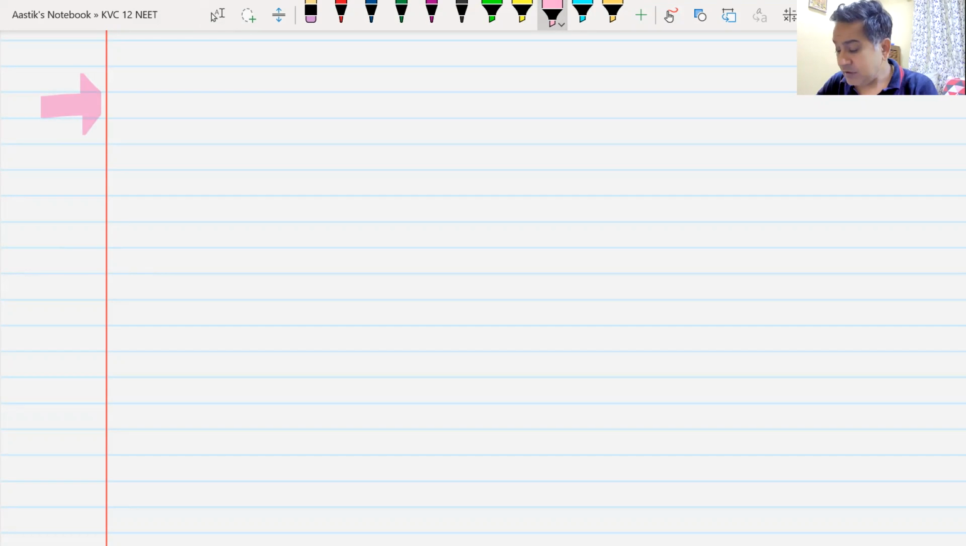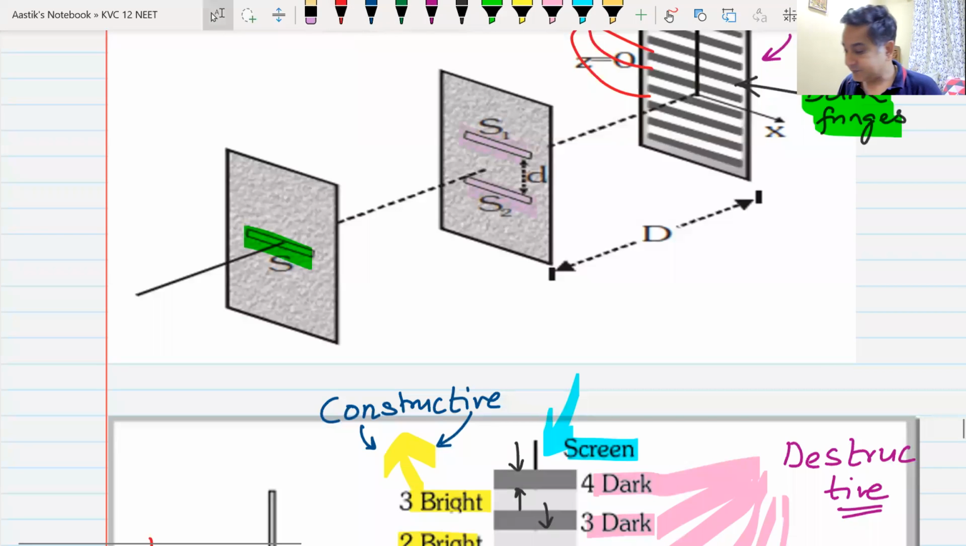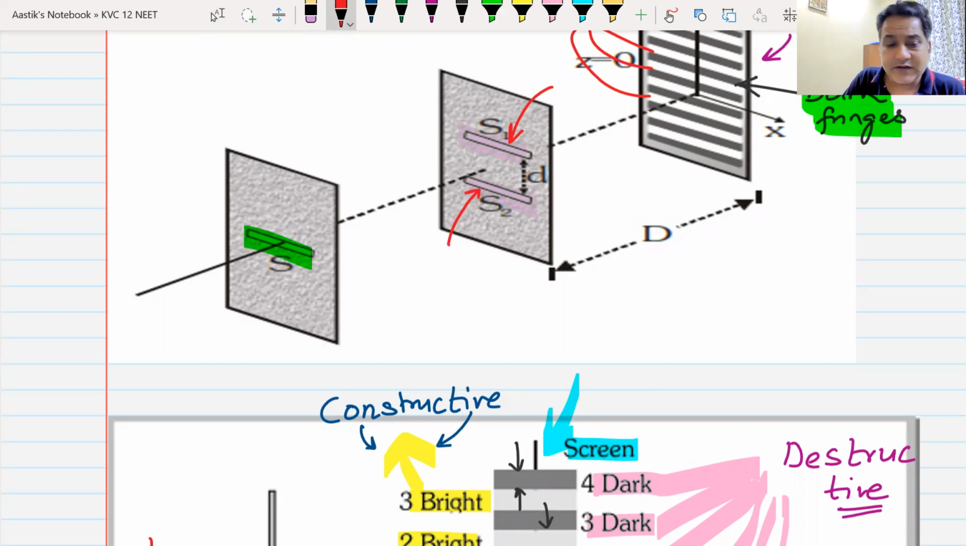Okay, the Young's double slit experiment is done with slits. I hope you understand the meaning of slits. Slits are cuts like this. We had seen it in the diagram that we had cuts like this. See, this is a slit. This cut is a slit. It is done with slits and it is not done with pinholes. So you do not conduct a Young's double slit experiment with pinholes. We conduct it with slits.